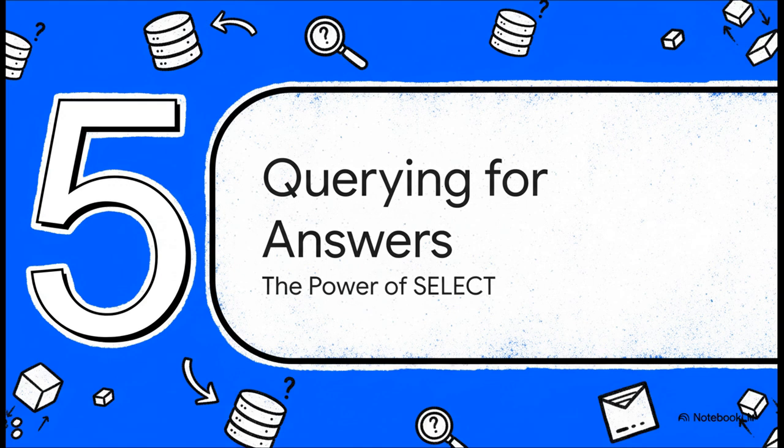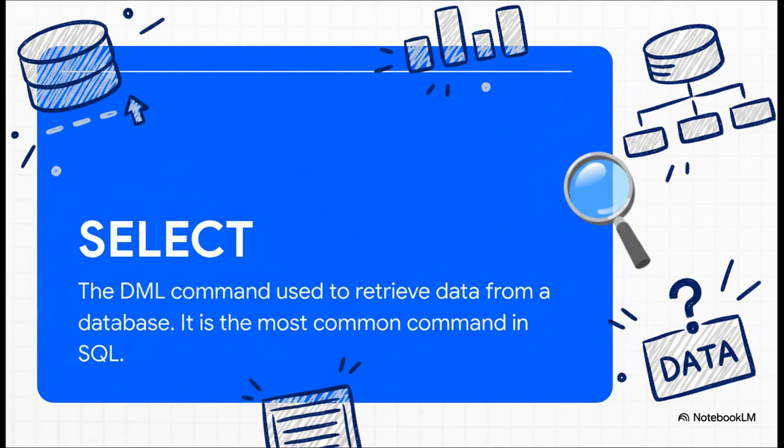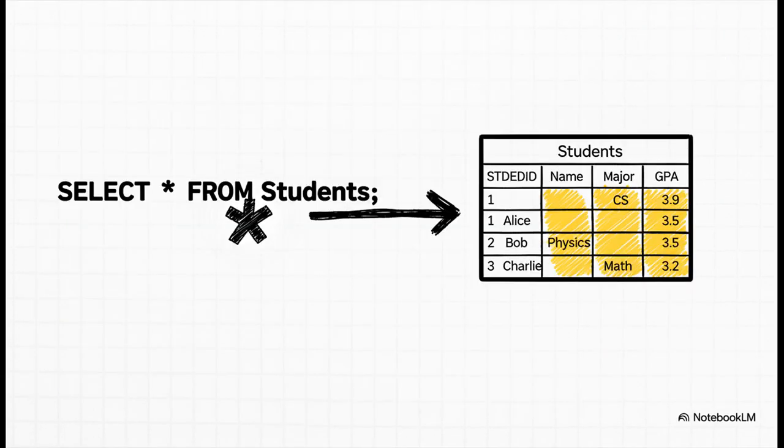This is where SQL got its middle name, query. The select statement is truly the heart and soul of SQL. It's the command you're going to use more than any other, and it's all about asking your database questions to find exactly what you're looking for. The simplest query you can write is select star. That little asterisk, the star, is a wildcard that just means all columns. So this command is literally telling the database, select all the columns from the students table. It's the quickest way to just see everything you've got.